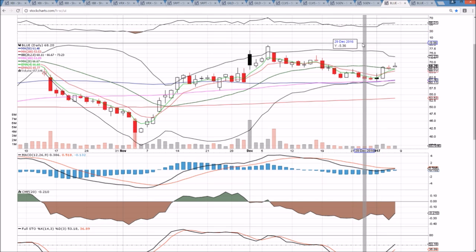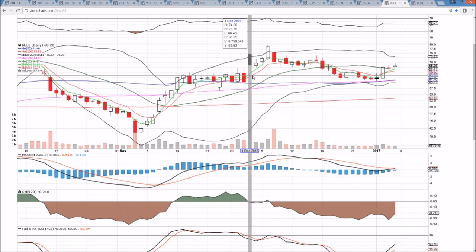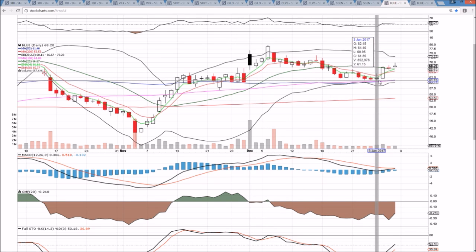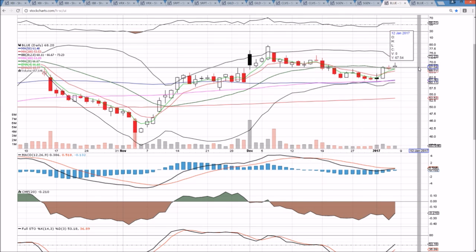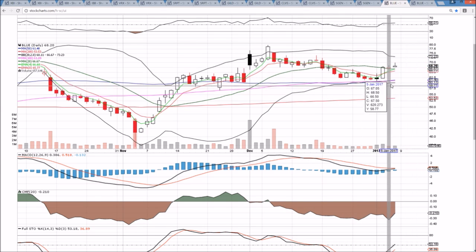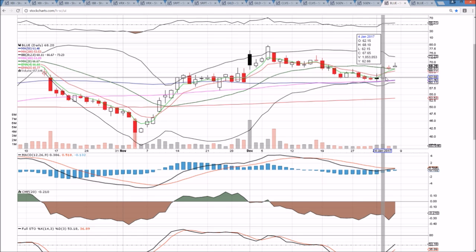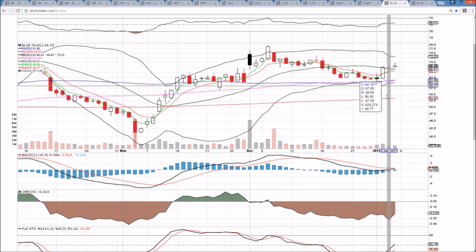And last, we've got BLUE, really liking the bounce off of the 50 and 100-day moving average support after normal healthy consolidation. Bulls are showing back up. They're back over the middle Bollinger Band. We got a bull TCG cross, the 4 and 8 period exponential moving averages, and we're on the verge of a bull MACD cross.